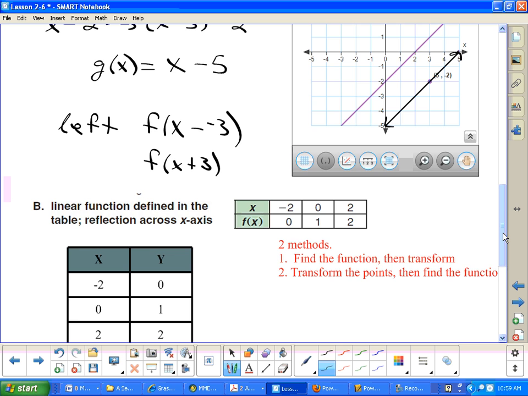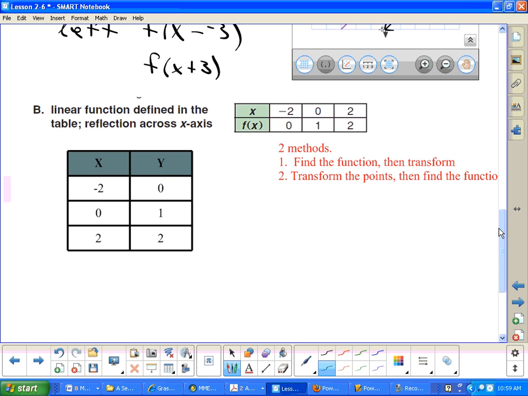All right, so let's look at another one here. Here we have a linear function defined in the table. They want us to do a reflection across the x-axis. So we've got the points -2, 0, 0, 1, and 2, 2. And they want a reflection across the x-axis, which is horizontal or vertical?